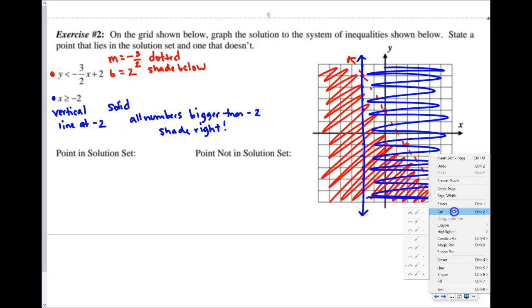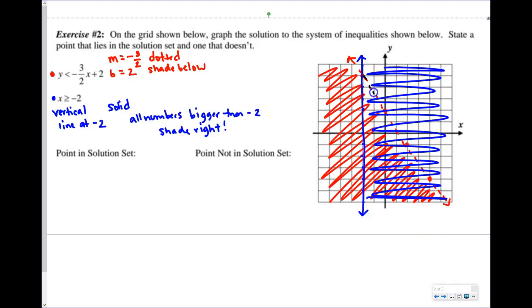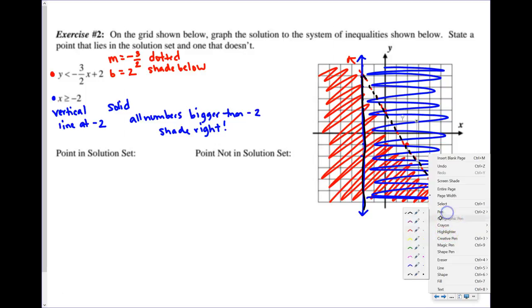Okay, now I've created my overlap. I'm going to highlight that in black, keeping the dotted line and the solid line. Keep in mind anything else below here, like down here, is also part of the solution set. We just can't see it on the grid. Okay, so now let's name a point that's in the solution set. There's a lot of them. I'm just going to pick a few.